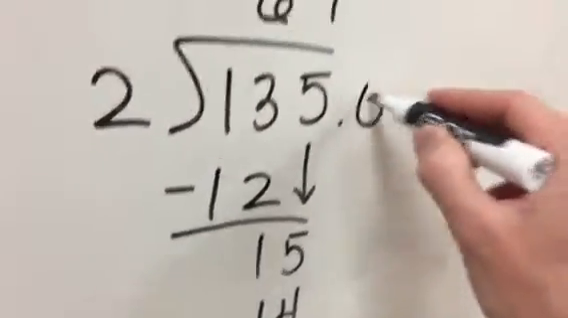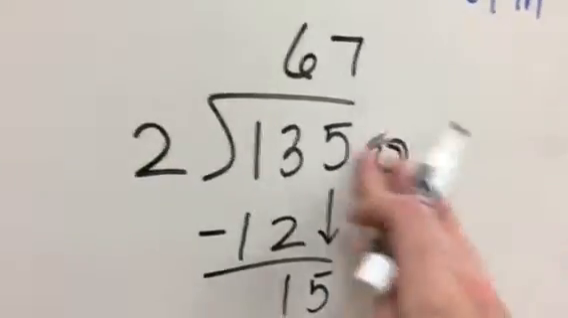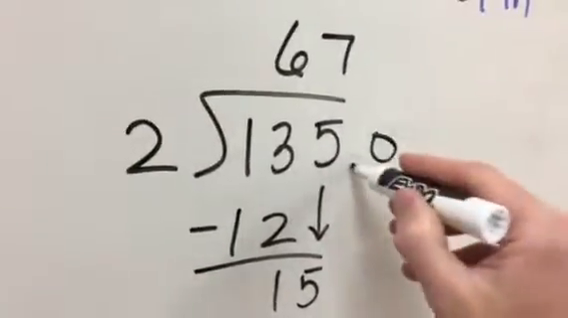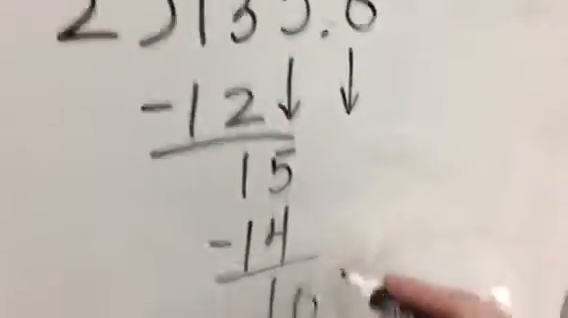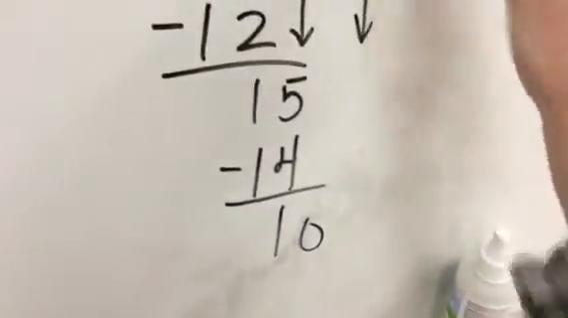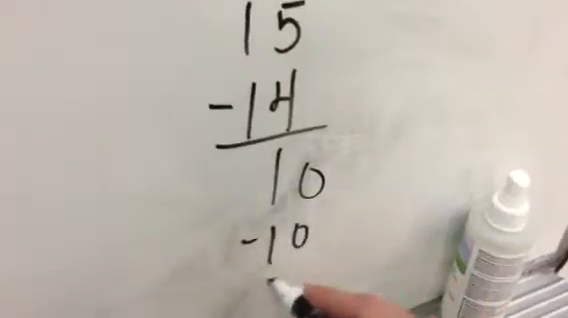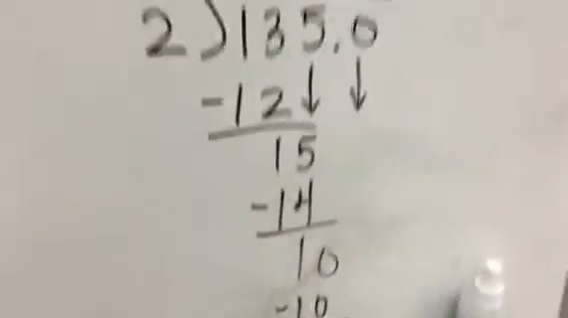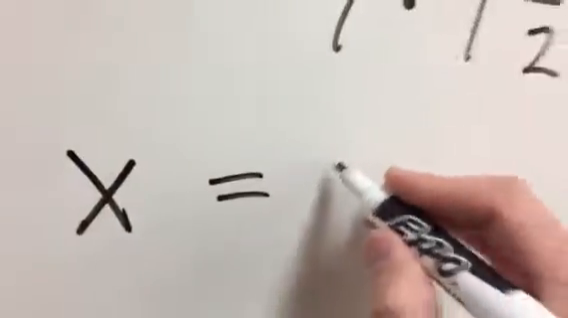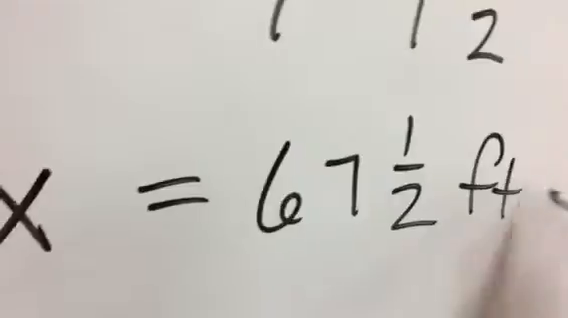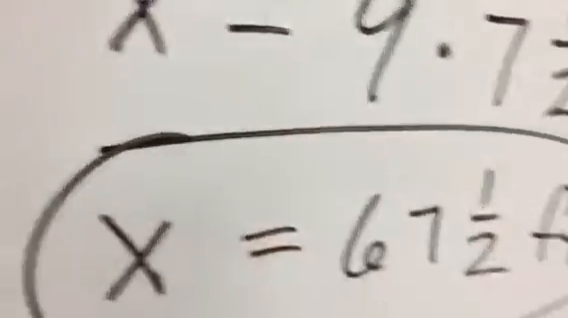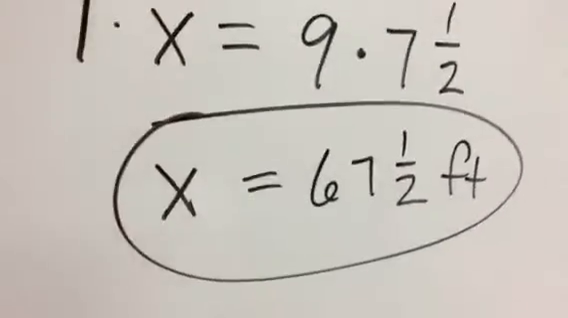So it looks like we're going to have to put a placeholder up here. Make a better looking 0 than that. So we get 67.5. So over here, you can put 67.5, and that will be in feet. And there is our answer for how tall the actual courthouse is.